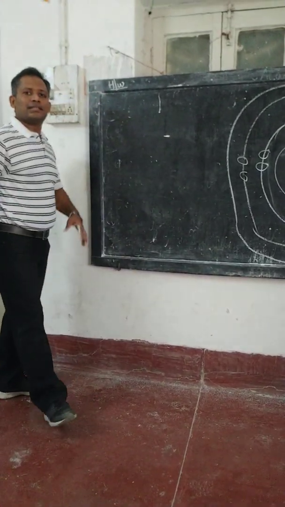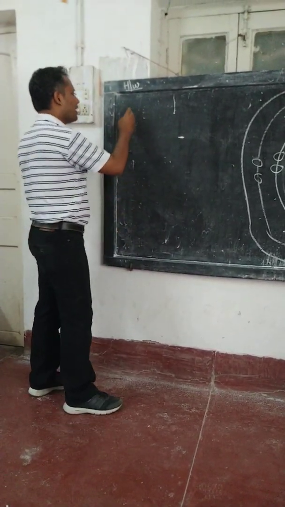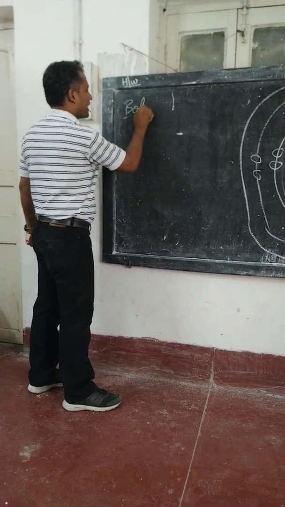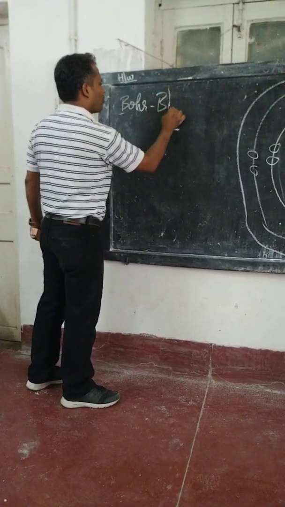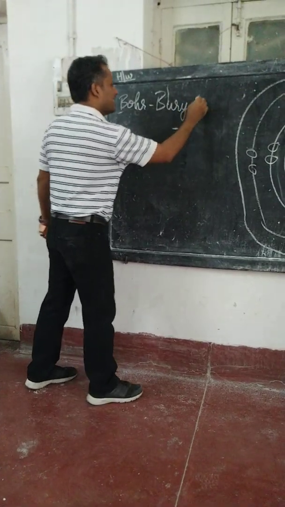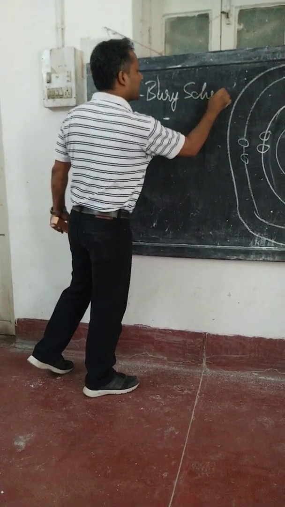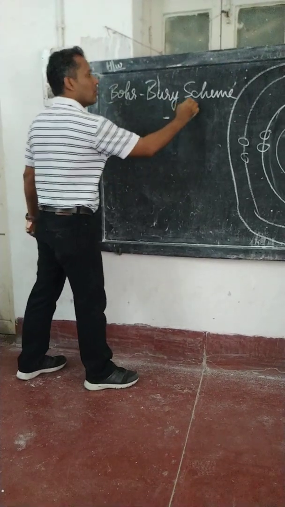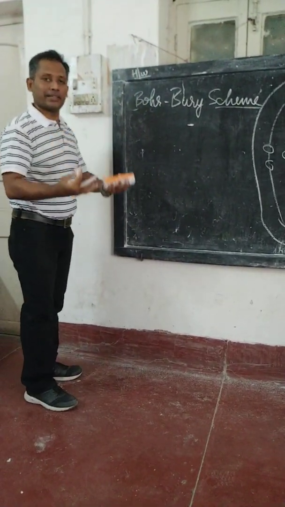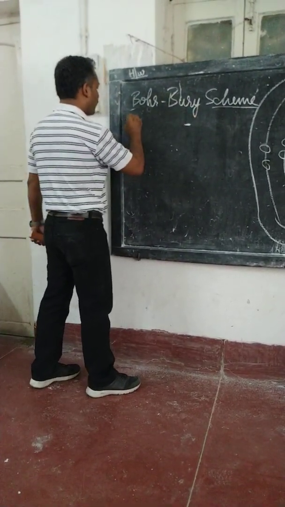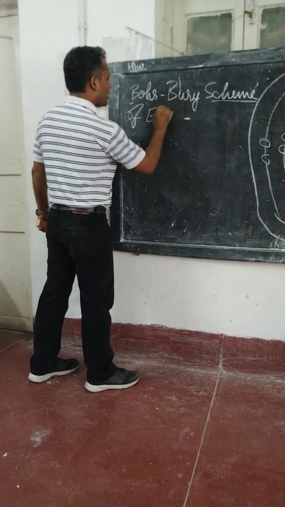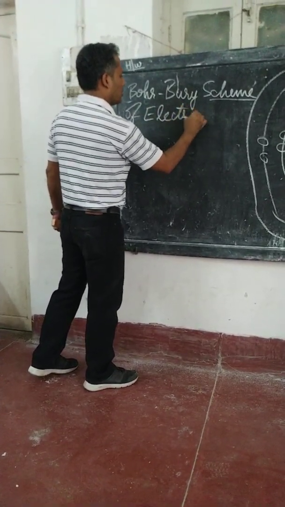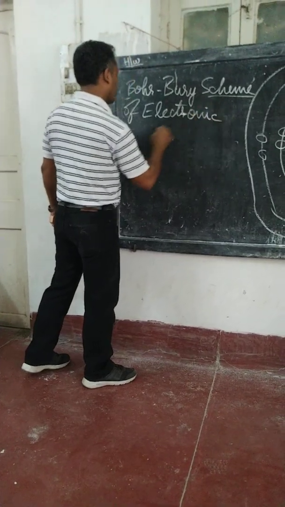We get this arrangement by following the Bohr-Bury scheme. Scheme means method. What do you mean by scheme? Scheme means method. The Bohr-Bury scheme of electronic configuration.